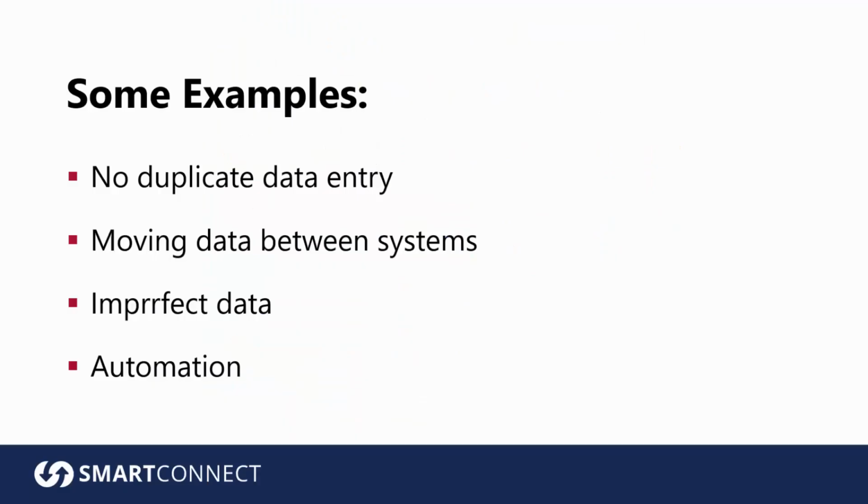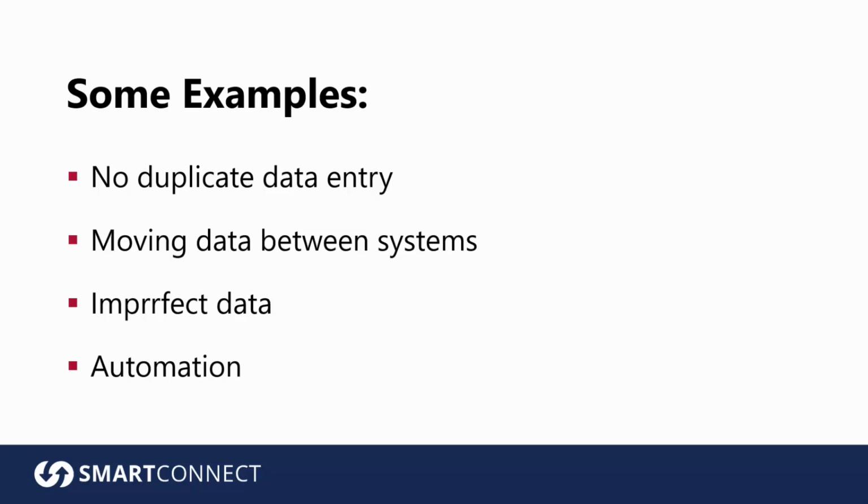Some examples of where you would use SmartConnect are areas where you would have duplicate data entry. If you're entering data into more than one place or copying and pasting from Excel into Business Central, you can use SmartConnect to reduce all that manual entry. Anytime you want to move data between systems, think about using SmartConnect. For example, moving data between Salesforce and Business Central, or Customer Engagement and Business Central, or Shopify, WooCommerce, Magento, etc., and Business Central. A great example of this is taking your files from Concur and having those automatically upload into Business Central.